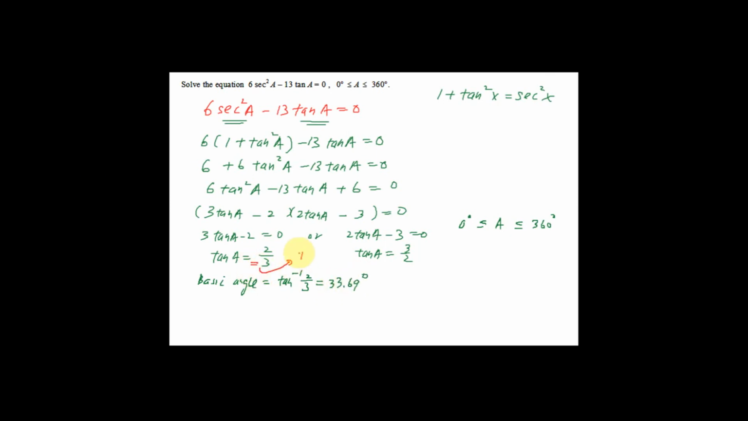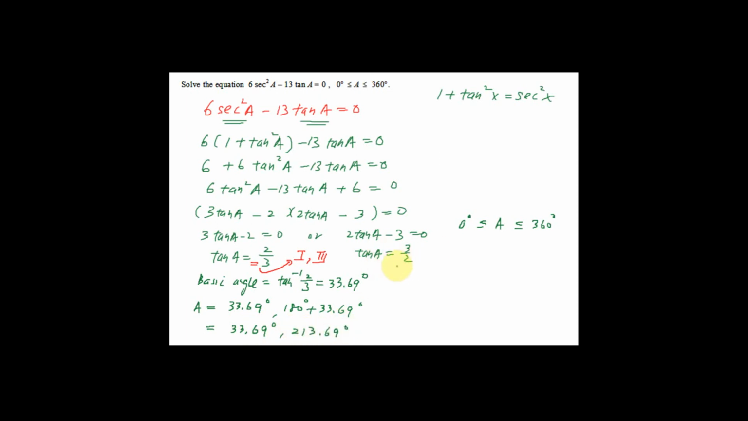Positive implies tangent in the first and the third quadrant. So for the first quadrant, the angle A equals 33.69 degree. Third quadrant equals 180 degree plus the basic angle. Therefore, your answer for A is 33.69 degree and 213.69 degree.